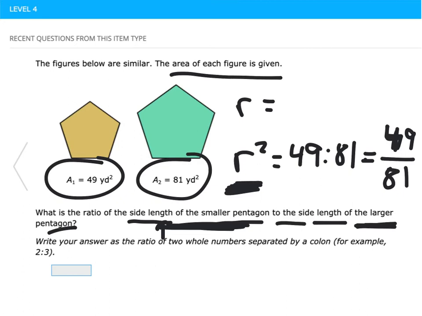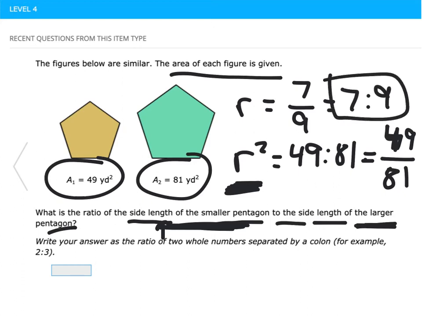So now we need to go backwards and figure out what the r ratio is if we already know the r squared ratio. So this time we're going to take the square root of both numbers in our fraction. The square root of 49 is 7, and the square root of 81 is 9. So we have a ratio of side lengths of 7 to 9. And then I just want to check, did we really do the smaller first and the larger second? Well, we do have the smaller number first and the larger number second. So it does work out for an answer.